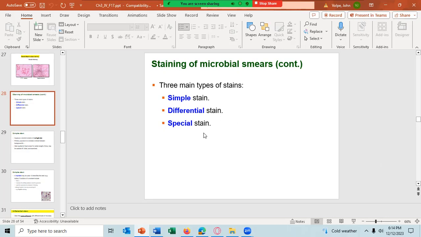Special stains, there's a special stain that we use to stain a special part or organelle or something of a cell. So a special stain only stains a special character or property of the cell, like the flagellum stain is a special stain, staining the flagellum.